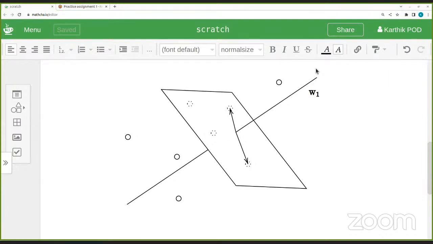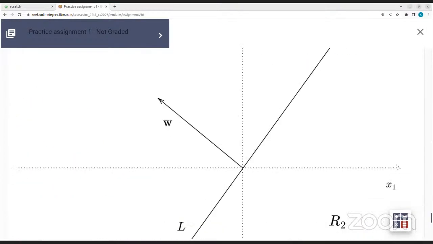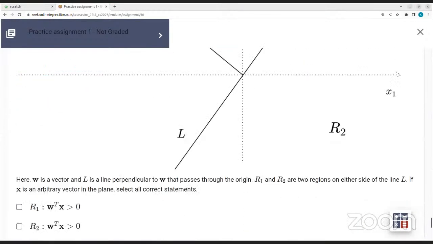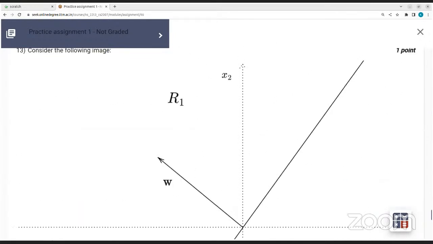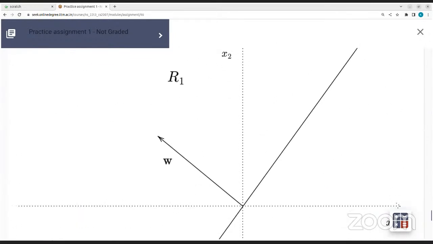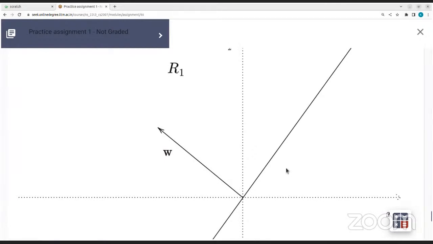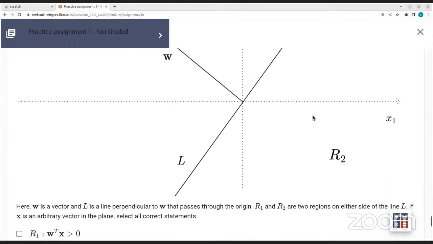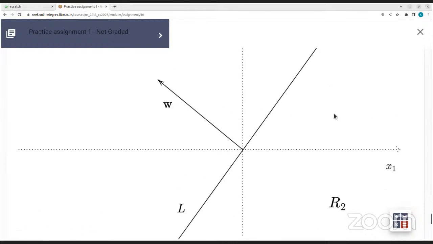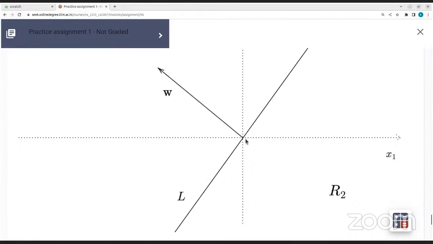You want me to explain 13? Question 13 should be, if you know how dot products work, then I think you should be able to do it, right? Any point on this side of the line, the dot product with W is going to be positive. W transpose X will be positive, and if it's on the other side, W transpose X will be negative. And on the line, since W is perpendicular to the line, W transpose X will be 0.